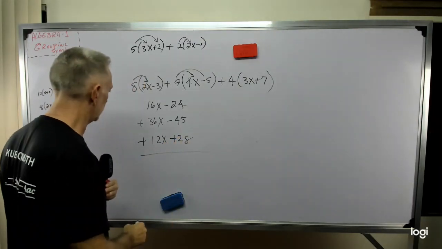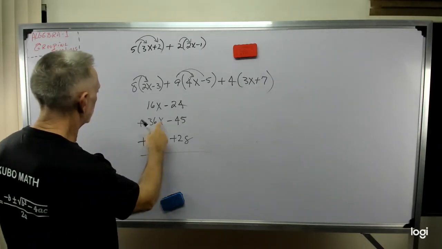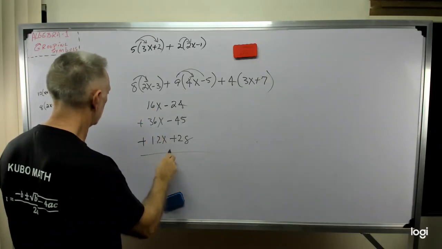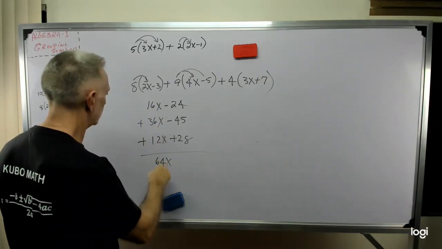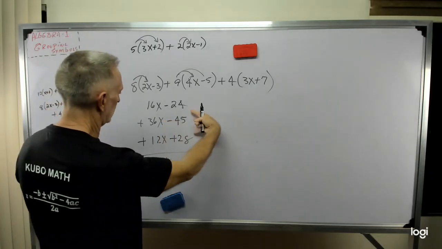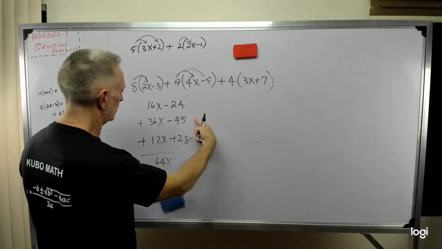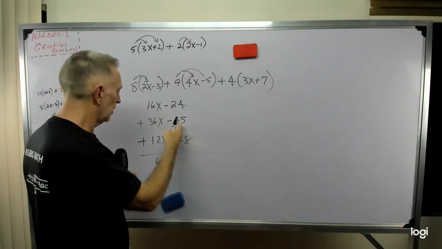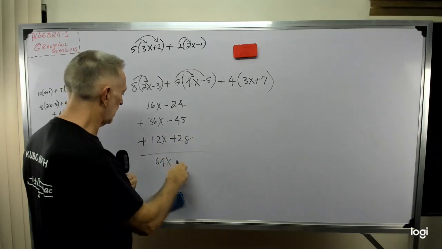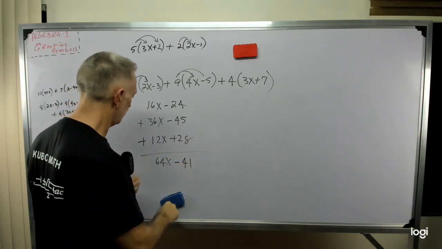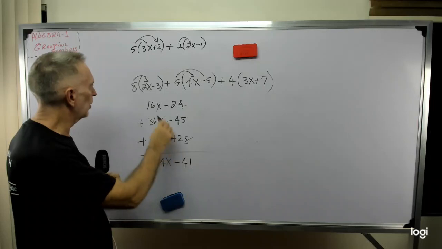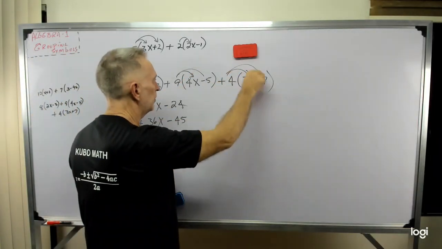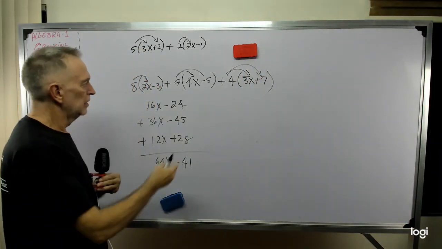Okay, what do we got here? 12, 2 is 8, 9, 10, 14, 64x. Okay, now then, look at these. I've got a negative 24 and a positive 28, so I'm at a positive 4. Positive 4 plus or minus 45 gives me a minus 41. 64x minus 41.